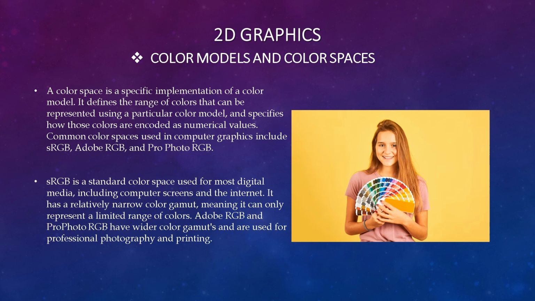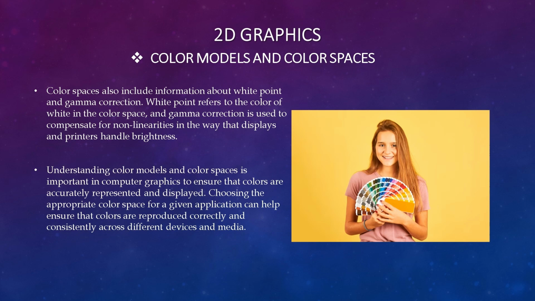sRGB is a standard color space used for most digital media, including computer screens and the internet. It has a relatively narrow color gamut, meaning it can only represent a limited range of colors. Adobe RGB and ProPhoto RGB have wider color gamuts and are used for professional photography and printing.